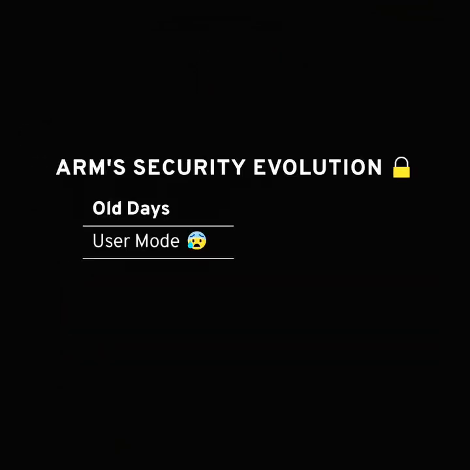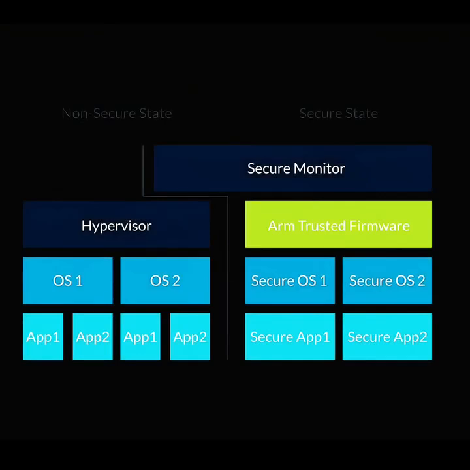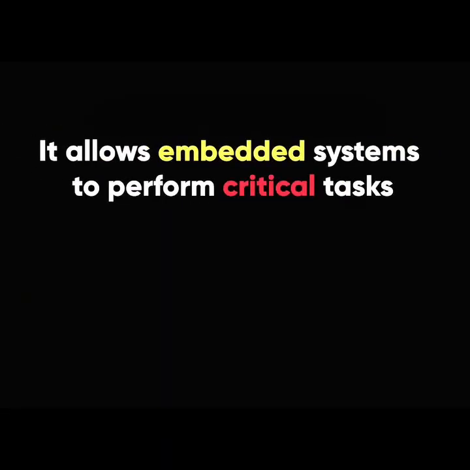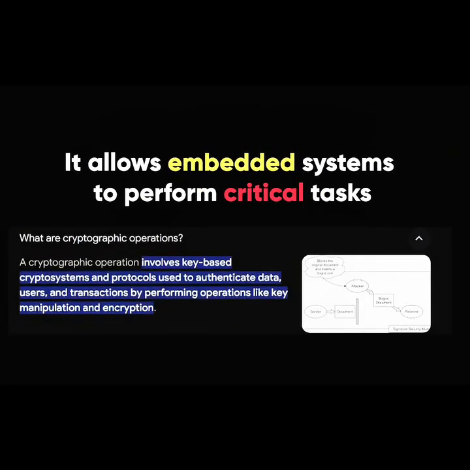With ARM's evolution, they introduced the concept of secure state, a dedicated area where sensitive operations can occur without interference from the non-secure world. This is crucial because it allows embedded systems to perform critical tasks like cryptographic operations without being exposed to external threats.